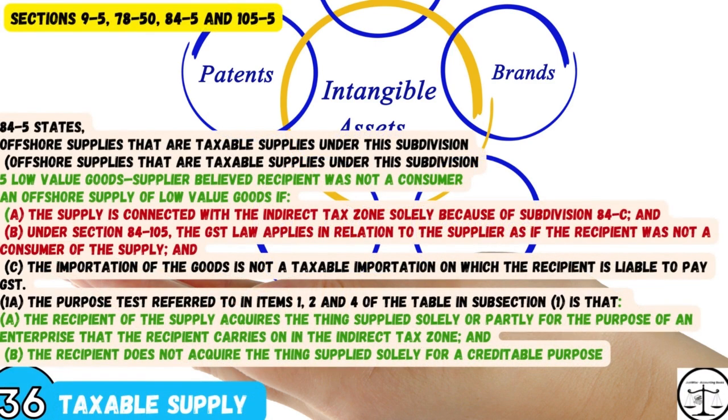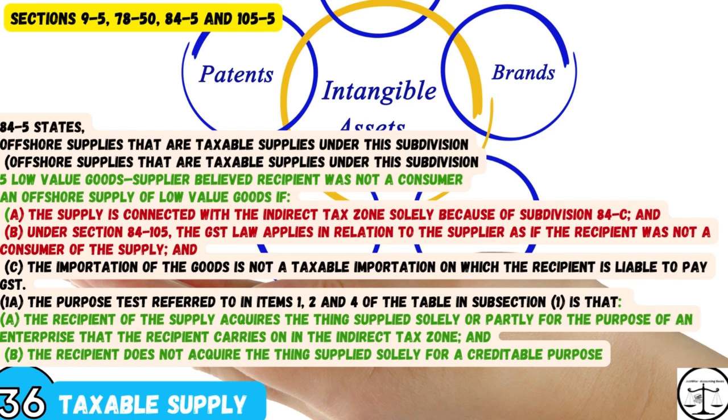5. Low-value goods. Supplier believed recipient was not a consumer. An offshore supply of low-value goods if A. the supply is connected with the indirect tax zone solely because of Subdivision 84-C, and B. under section 84-105, the GST law applies in relation to the supplier as if the recipient was not a consumer of the supply, and C. the importation of the goods is not a taxable importation on which the recipient is liable to pay GST.